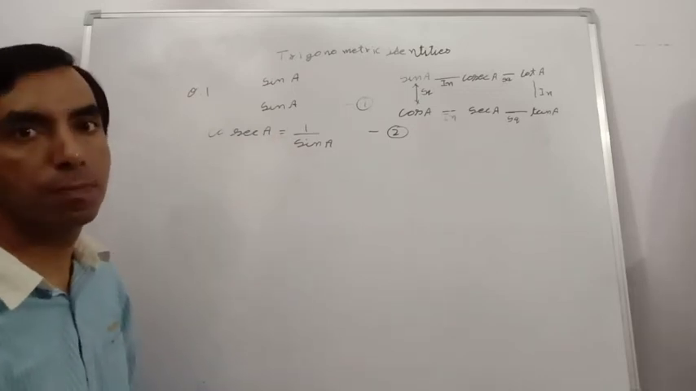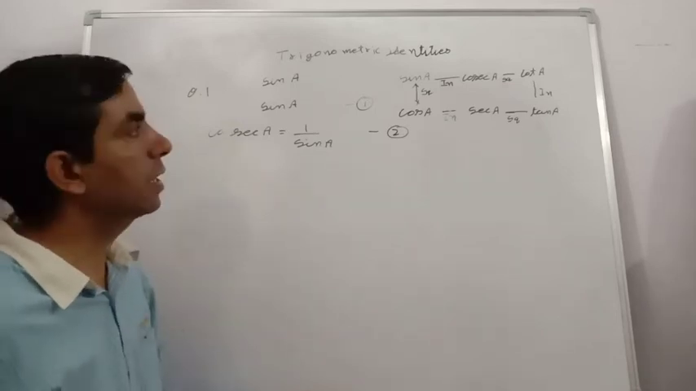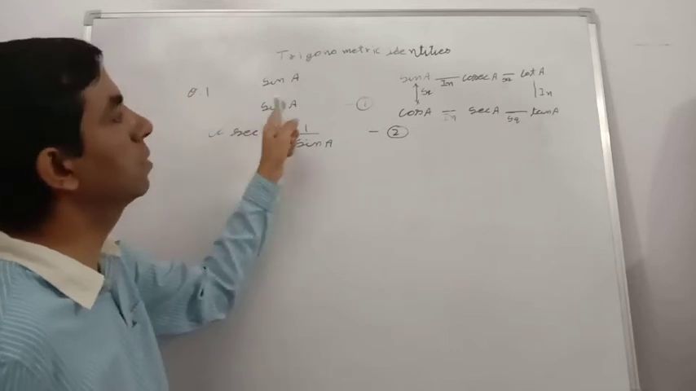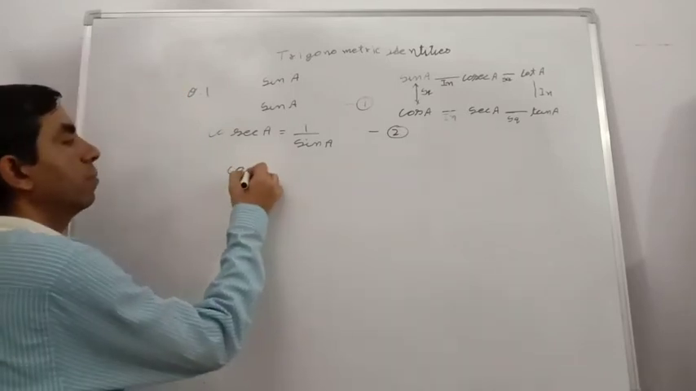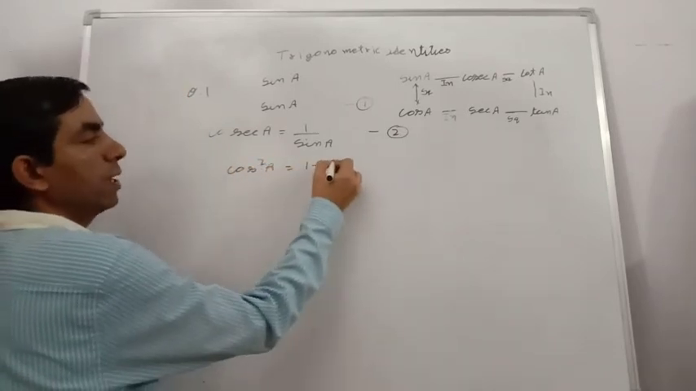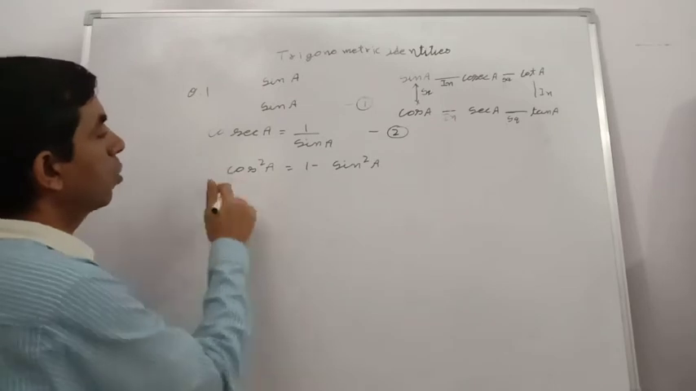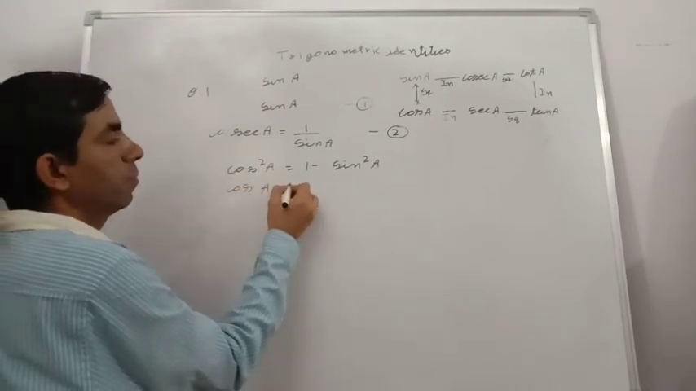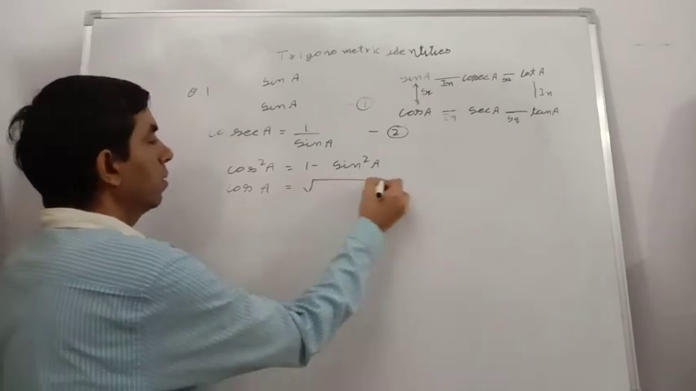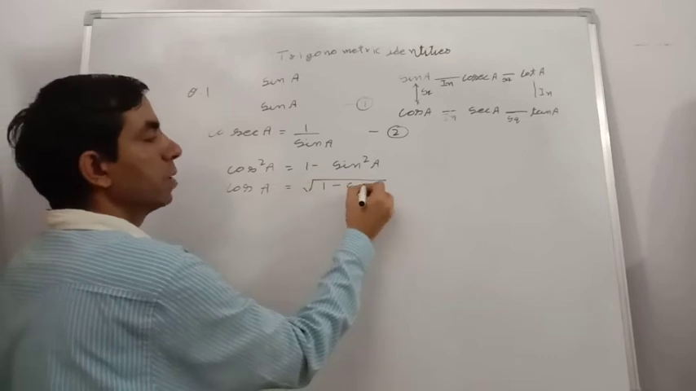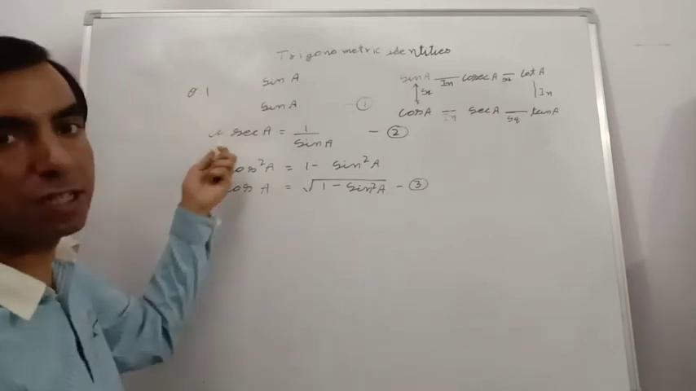Now we use the formula of the square identity. Generally I use sin A square formula with cos A. We know that cos square A is equal to 1 minus sin square A. Take the square root of both sides, then we get the cos A value. Cos A is equal to root of 1 minus sin square A. It is the third value. So we have already found sin, cosec and cos.